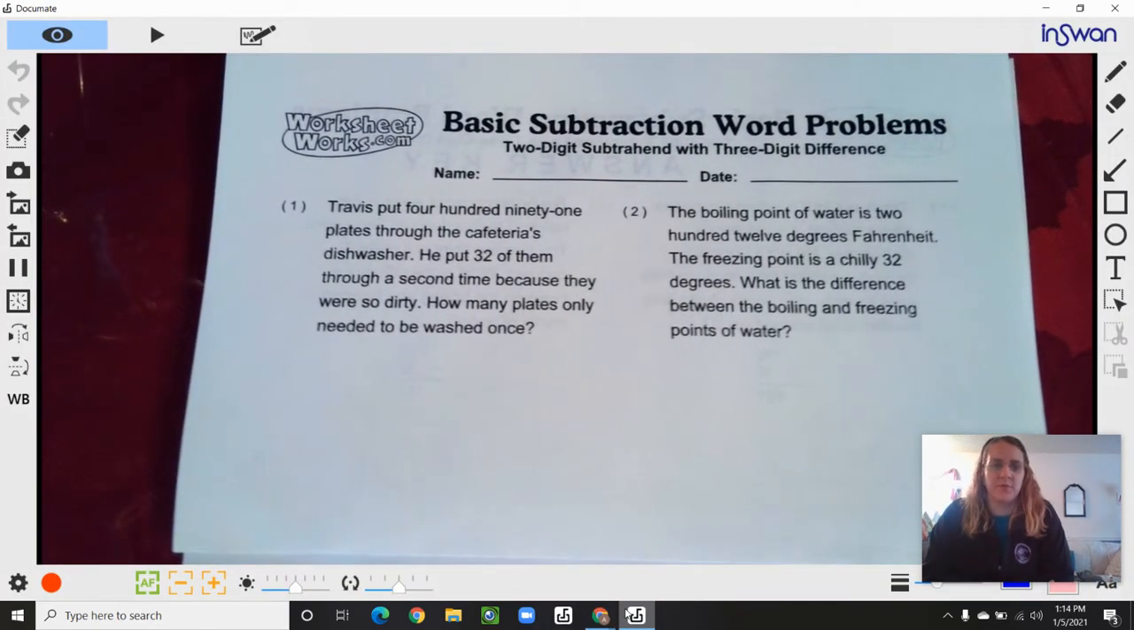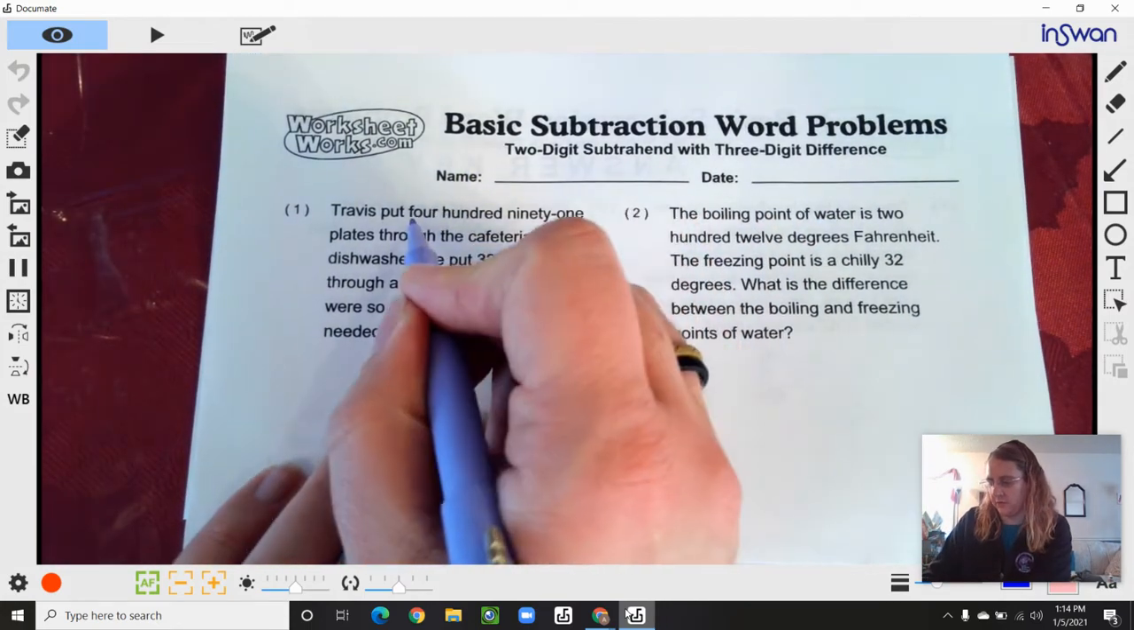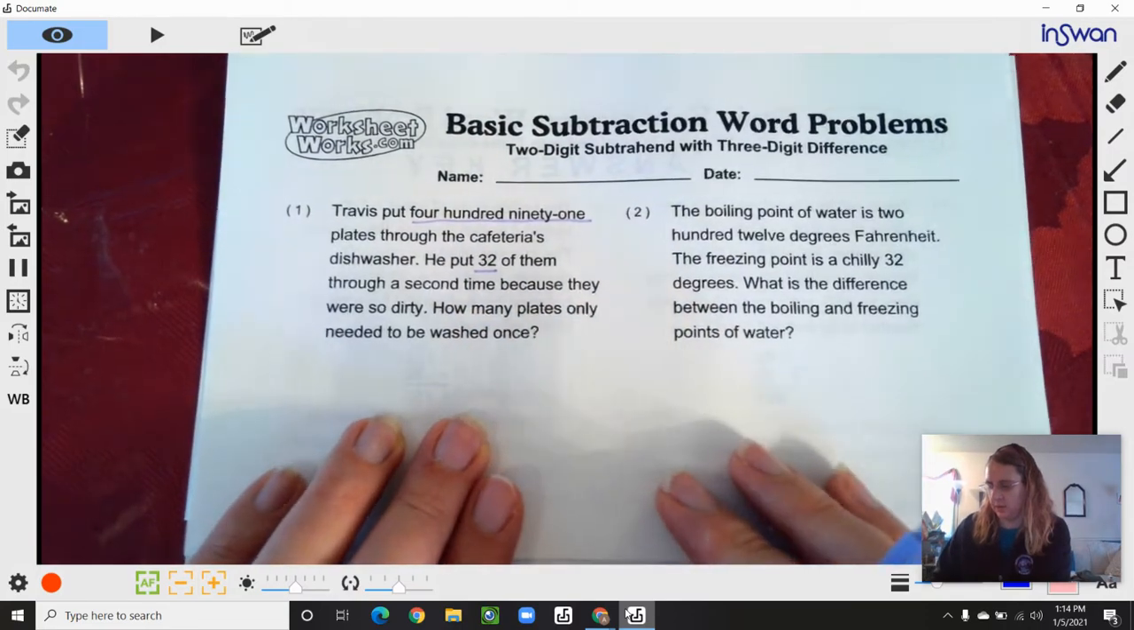So our first problem says, Travis put 491 plates through the cafeteria's dishwasher. He put 32 of them through a second time because they were so dirty. How many plates only needed to be washed once? So I'm going to look for my two numbers. So I have the number 491 and I have the number 32.